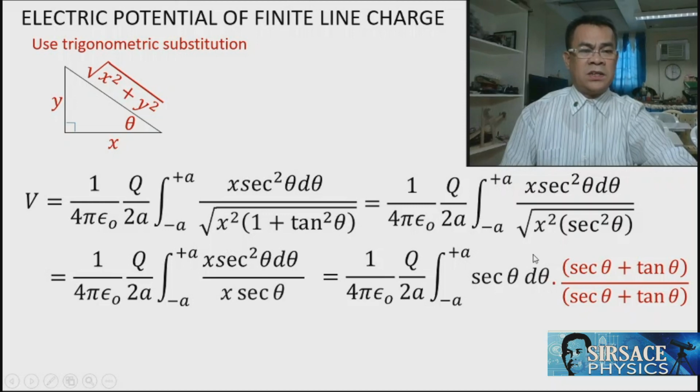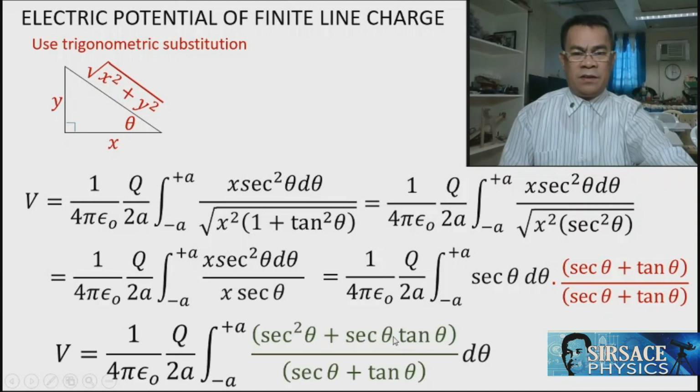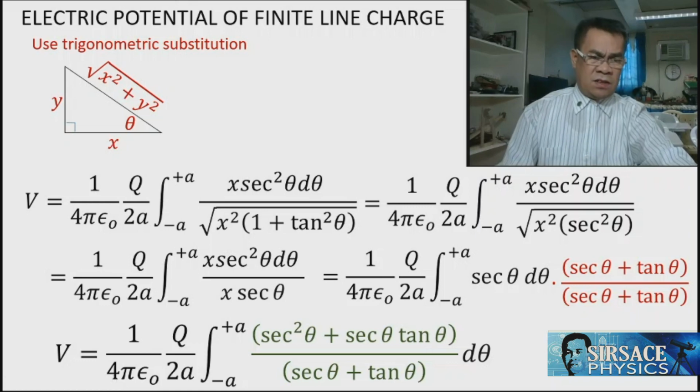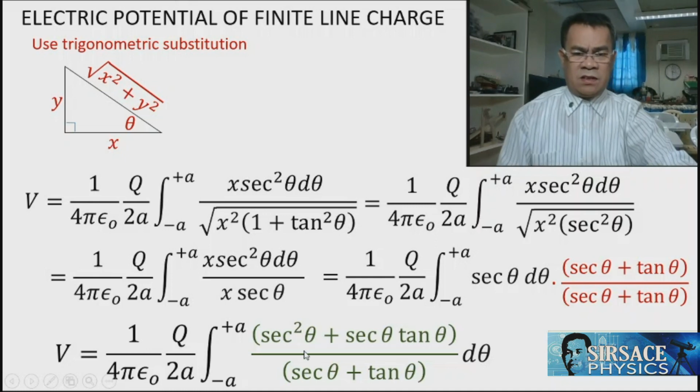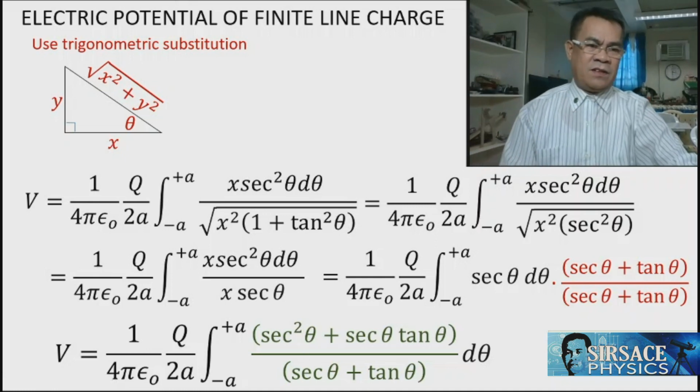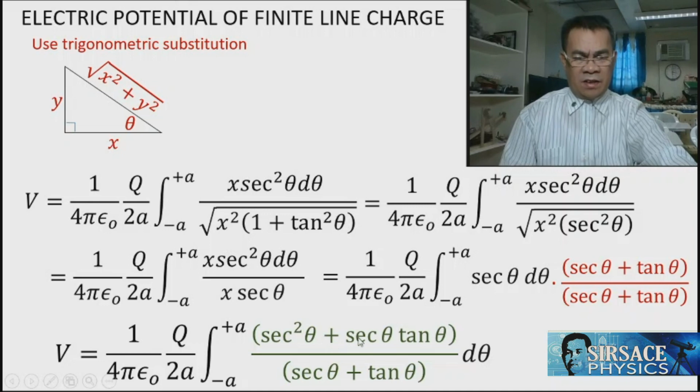Then next is to cross multiply, or distribute. So this will become secant squared and this is secant theta tangent theta. Now notice, it looks like it returns to another complex expression, no? But there is a strategy for this. Now look at this one.